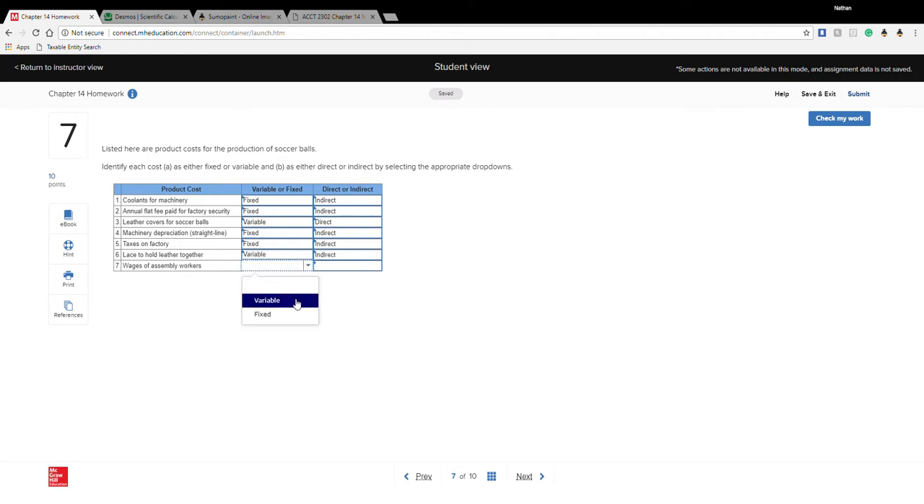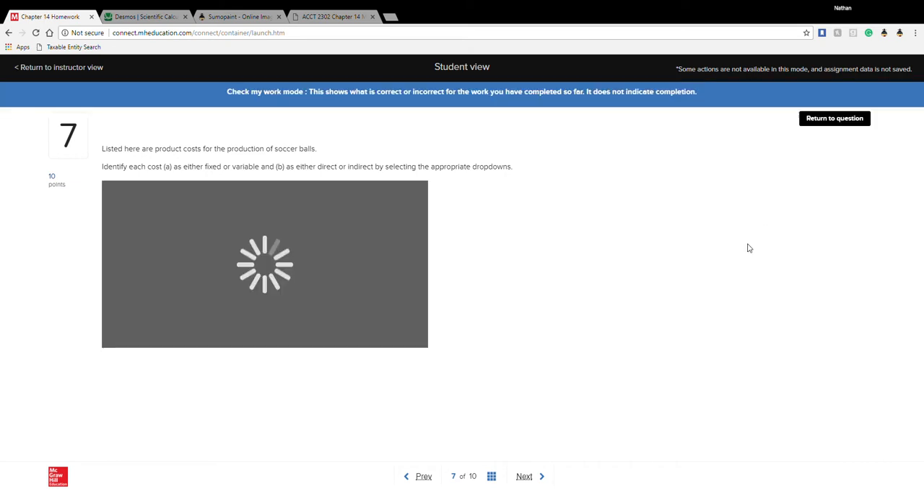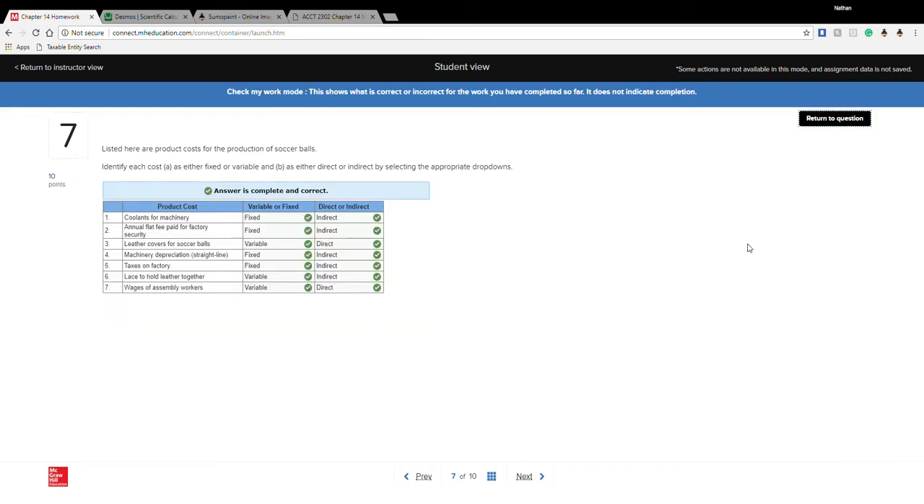Wages of assembly workers, that's going to be variable because again, wages, that's hourly. And I can pay you any money I want hourly. I can change it up. I can fire people. I can hire people. That's all different. Doesn't stay. But since they're assembly workers, that's direct labor. If I can relate it to direct labor or direct materials, we are good to go on direct. Again, check my work. Boom. Everything's cool.